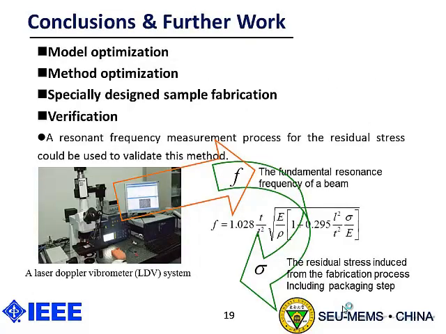Some further work will be done to improve the measurement, such as model optimization, method optimization, especially design of the sample fabrication and verification method. There are many methods for verification, but the convenient one is resonant frequency measurement process for the residual stress, shown as this.